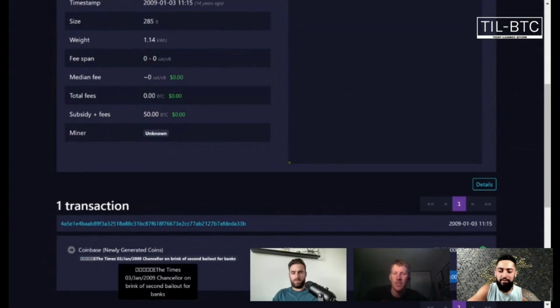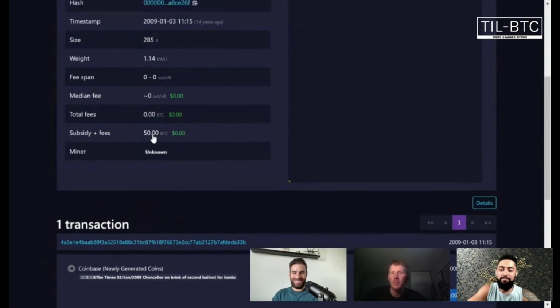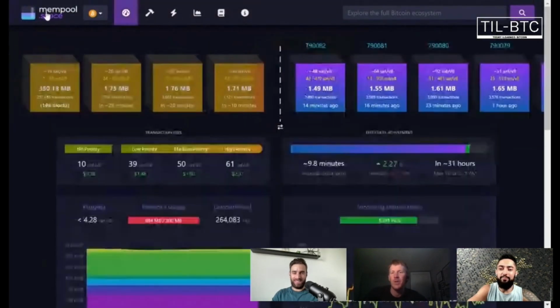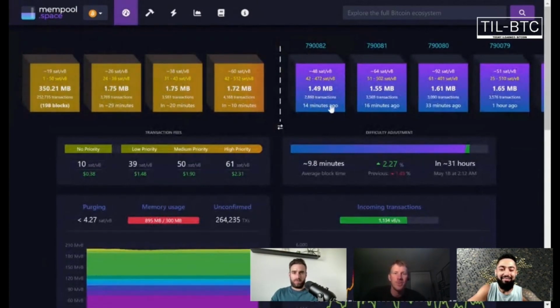The Times, January 3rd, 2009, Chancellor on the brink of second bailout for banks. It does say it. It's so cool. Yeah, there it is. So yeah, minor unknown. This was early days for sure. Very cool. But anyway, we'll take a step back, getting sidetracked here. That's awesome that you can go back though. Yeah, it's cool. You can see everything forever. Everything's visible, so it's all there. Every transaction that's ever happened is in there.